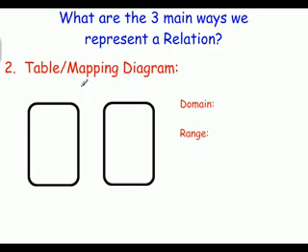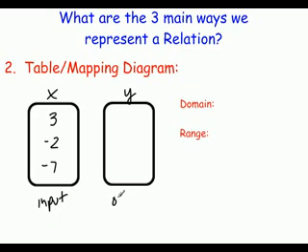Another way we talk about it is with a table or mapping diagram, and that is done very similarly, but it looks a little different than you might have seen. So we have 3, let's say, negative 2, negative 7. Let's pretend these are my x values, or my input. And then over here we're going to make our y values, or my output. Let's say I have 10, negative, let's say 5, negative 6, and say negative, I don't know, 9. All right, so these are my input, these are my output.